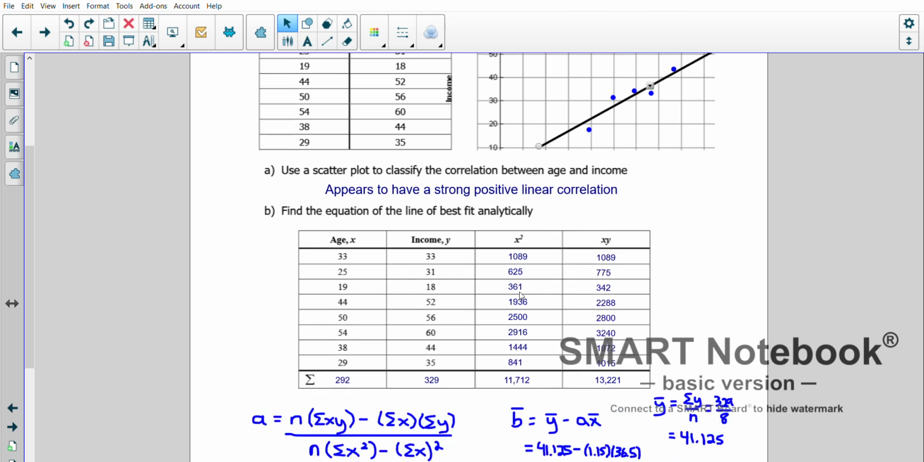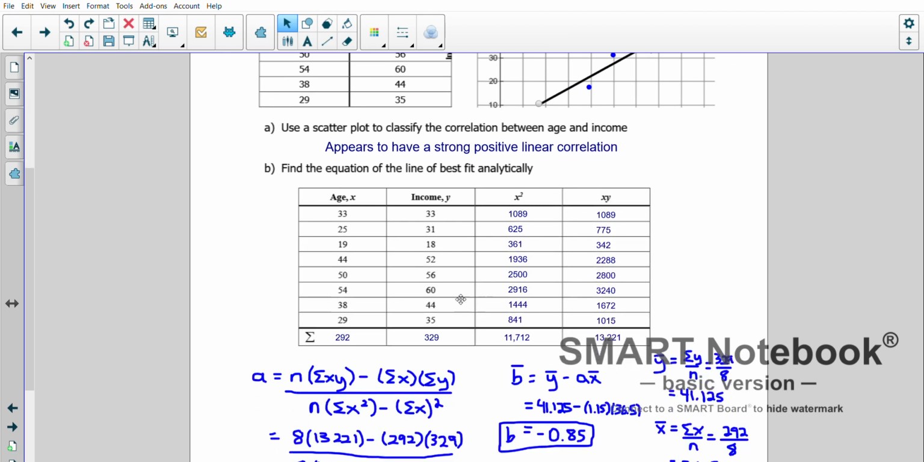So here's a table with the data, and really all we need in order to fill out this formula is the x value squared and then x times y. This value is just, you take the value of x, you square it, so 25 squared, 19 squared, and so on. This column here you get from multiplying each age with the income that goes with that age. So 25 times 31, 19 times 18, 44 times 52, etc.